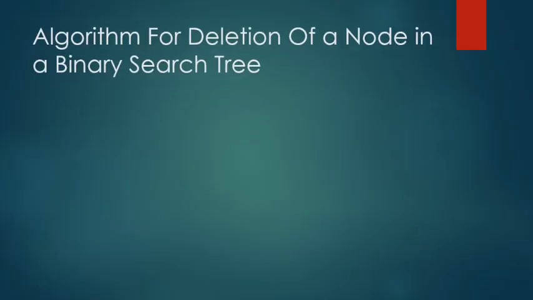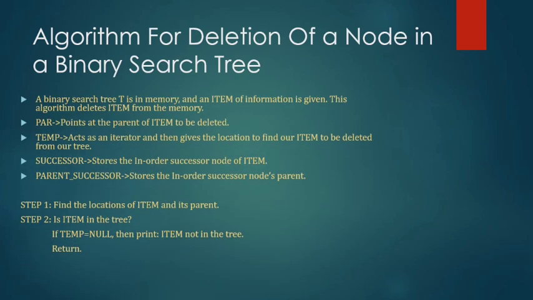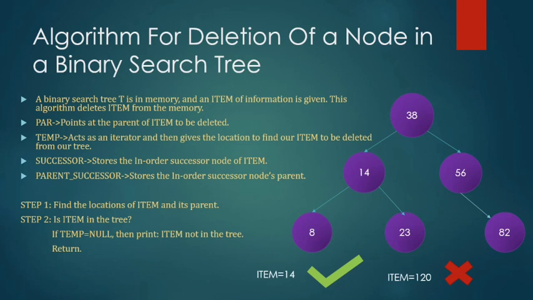Let us see the algorithm for deleting a node in a binary search tree. We have a binary search tree in the memory. Item would indicate the node that we would want to delete. Temp would be an iterator that would eventually point at the item to be deleted. Par would be an iterator that would eventually point at the parent of the item to be deleted. Successor would store our in-order successor node and parent successor would store our in-order successor's parent node.